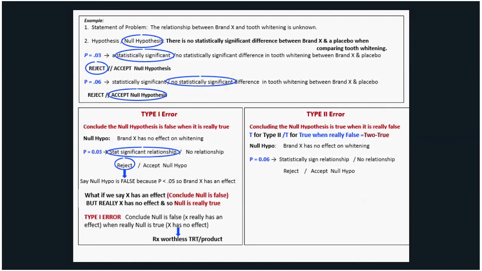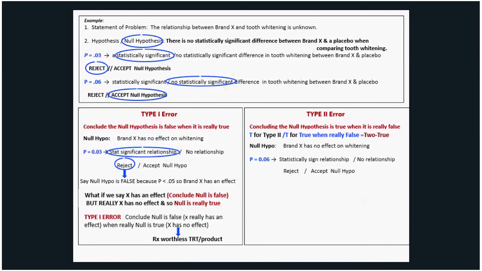The way I remember it is, type 2: T for 2, T for true. So if you remember, you conclude that the null hypothesis is true when it's actually false. Then you can always remember the other one is, okay, we conclude it's false when it's actually true. So remember the type 2: T for 2, T for true. Null hypothesis is true when it's actually false.